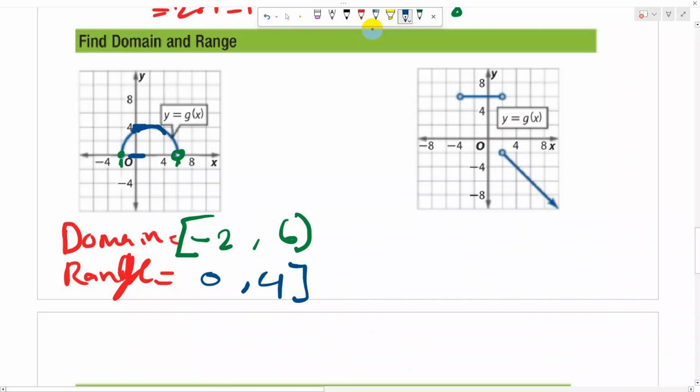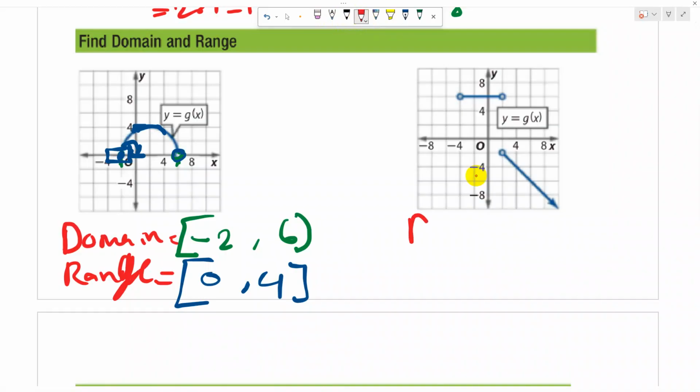But what about 0? We have a shaded point here and we have an empty circle here. Since you have a shaded point here, it means you have the number 0. Number 0 is contained inside your range, so you could have 0 as an answer. So our range is from 0 to 4.